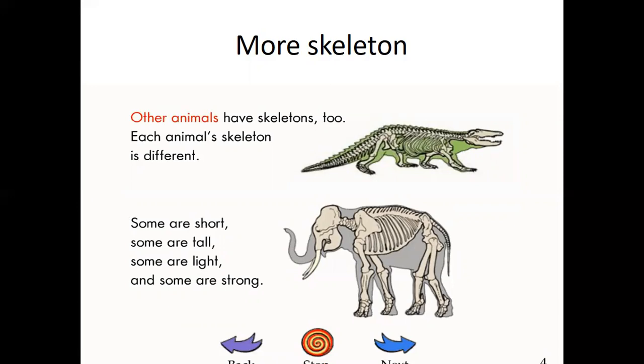Other animals have skeleton too. Each animal's skeleton is different. Some are short, some are tall, some are light, and some are strong.